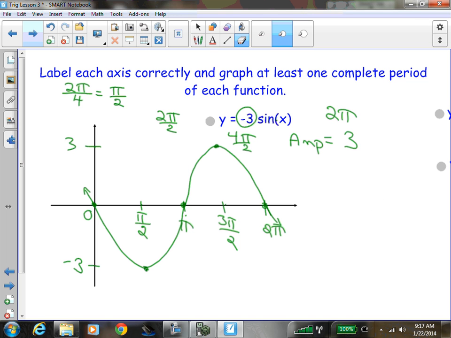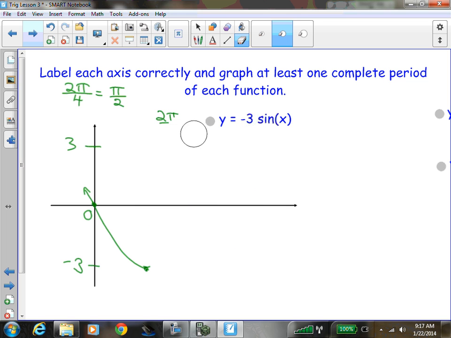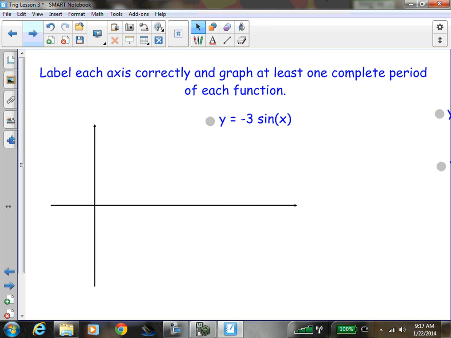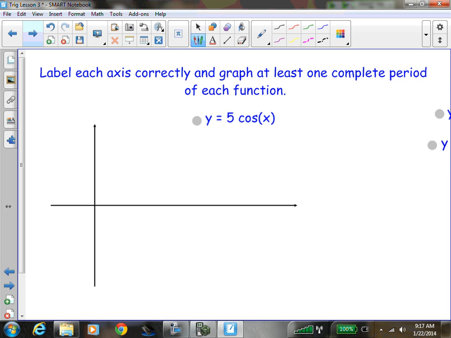Okay, now, let's do this one. What if we have 5 cosine? Now, obviously, the big difference here is we got cosine this time. What's the basic difference between a cosine curve and a sine curve?